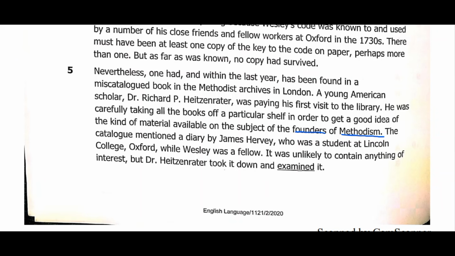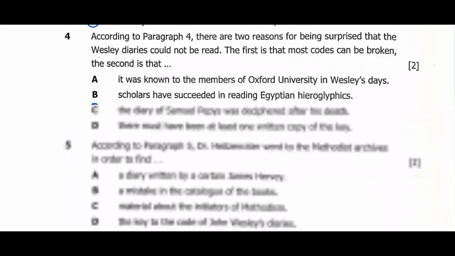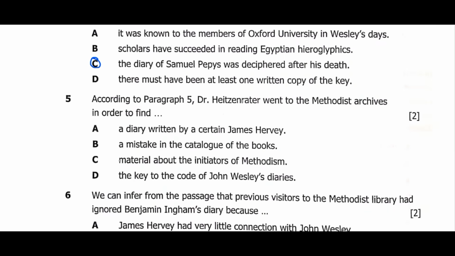So he wanted to get a good idea of the kind of material available on the subject of the founder. So he wanted to know this. So let's look at the multiple choices. Question 5. So he went to the Methodist archives in order to find material about the initiator. The initiator is the founder of Methodism.